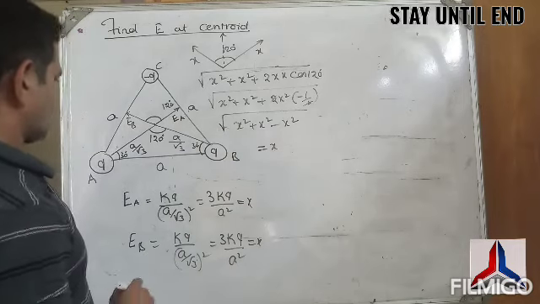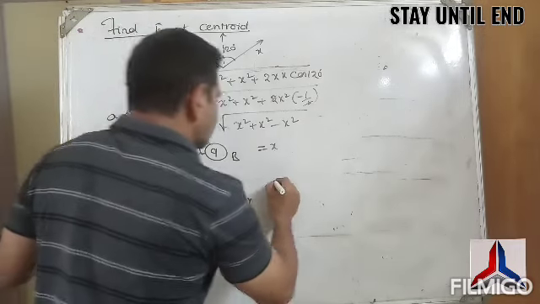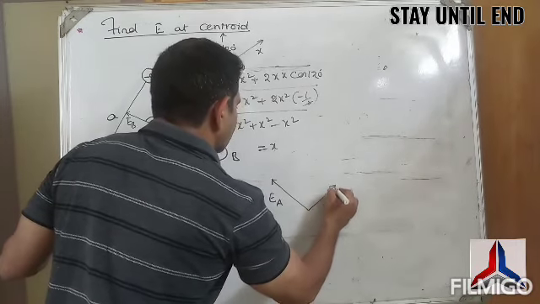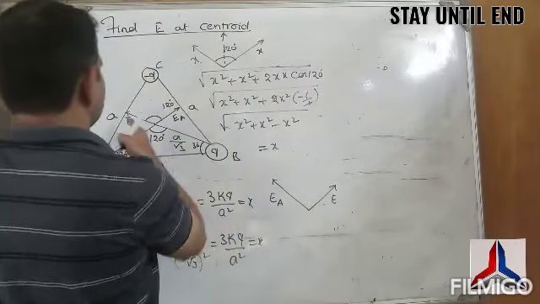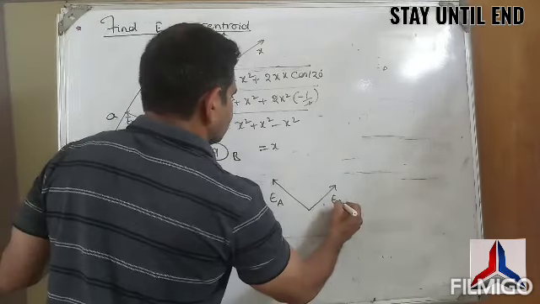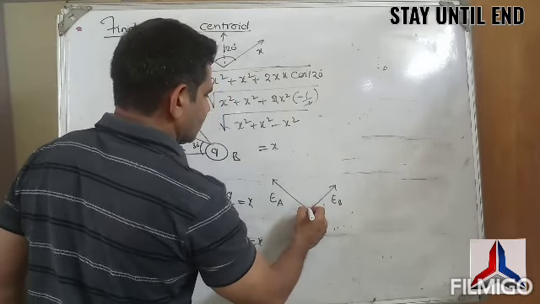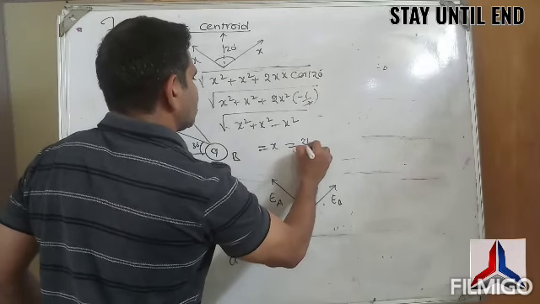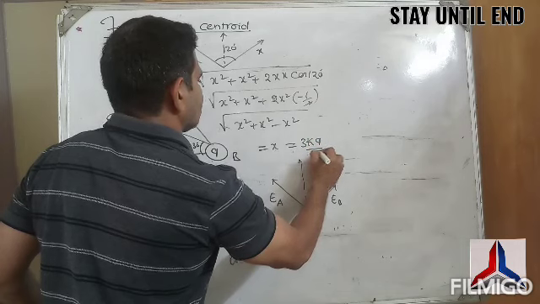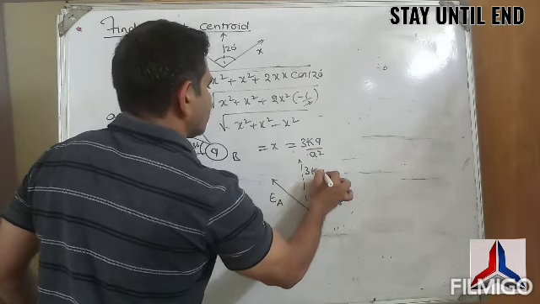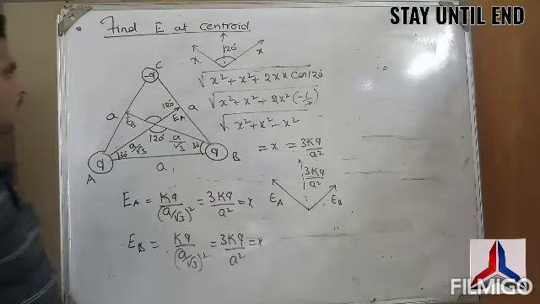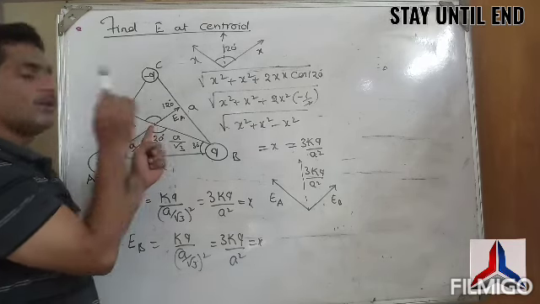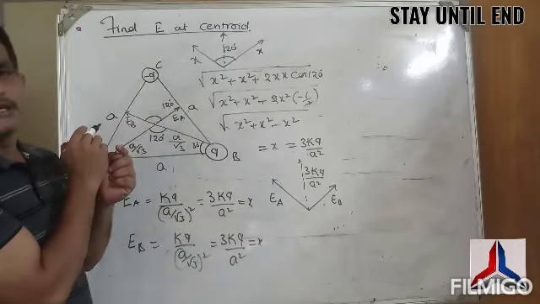Understand? So therefore EA and EB are at an angle 120 degrees. The resultant in this direction, that value is nothing but 3KQ by A square. This value is 3KQ by A square. So the problem is that you finished A and B only, but still C is left.